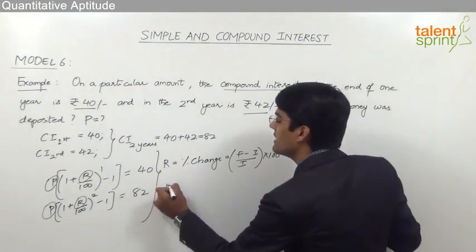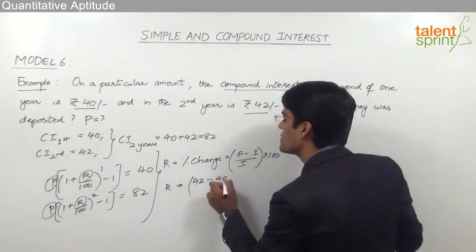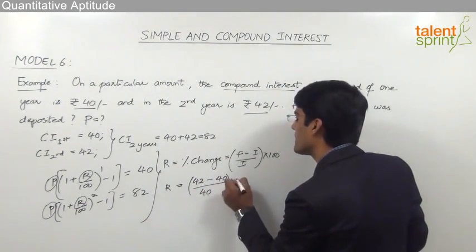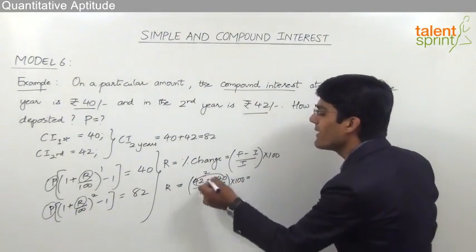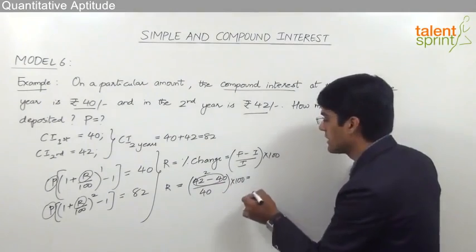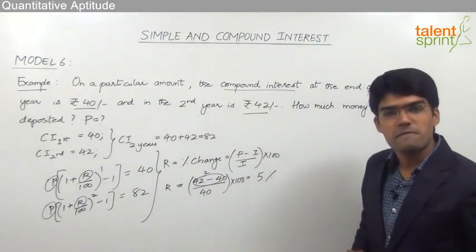So the rate of interest here will be equal to (final value, that is 42, minus initial value 40) by 40 into 100, which is equal to 2 by 40. 42 minus 40 is 2. 2 by 40 into 100 or 200 by 40, that is 5. So we can say that the rate of interest is 5%.